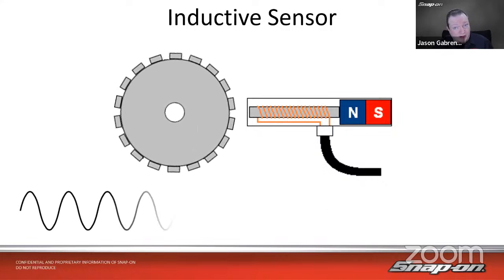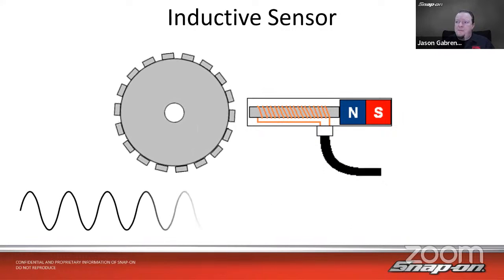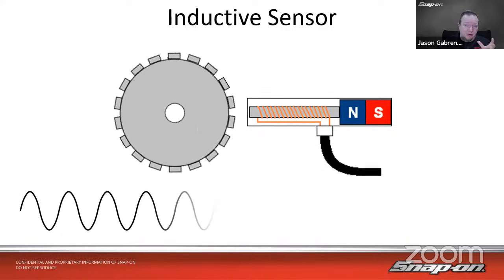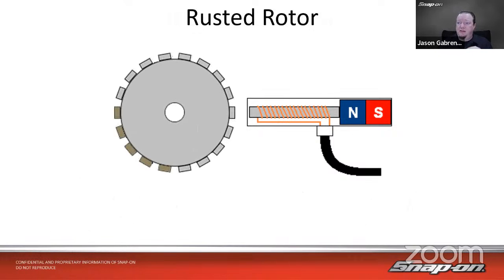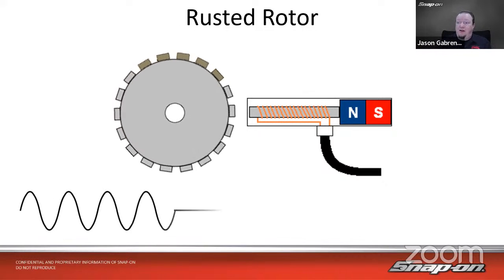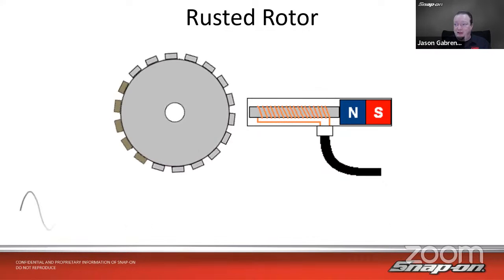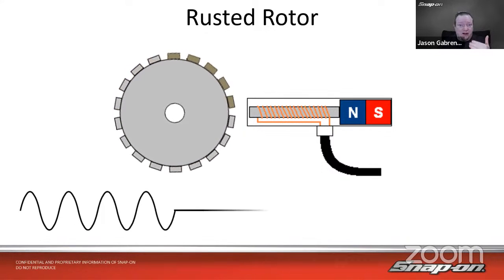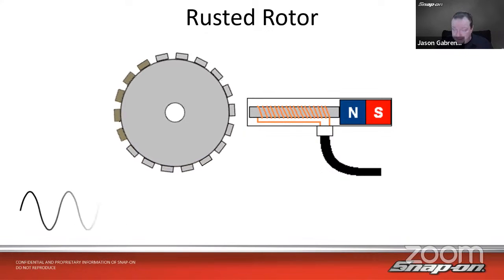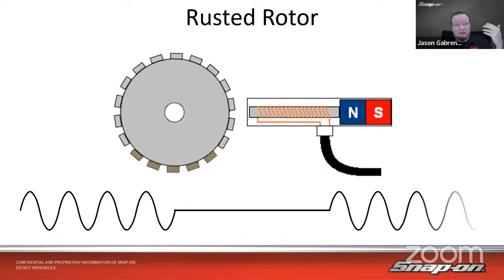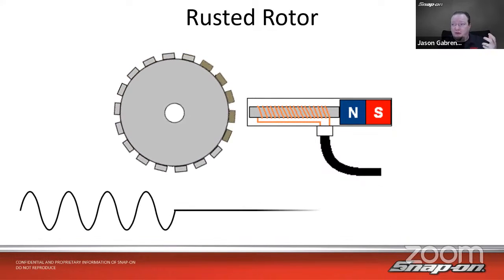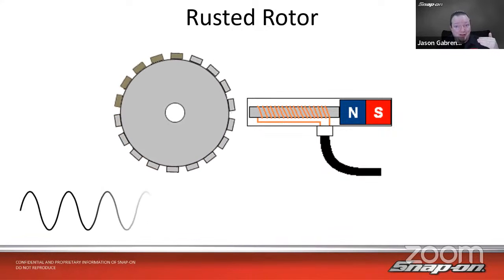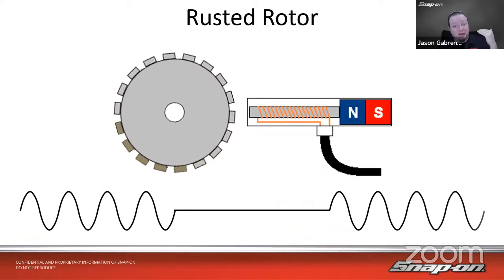Now, one common failure point here is if we have an issue with the rotor, either damaged or rusted or what have you, it's not going to make the magnetic field work the same way. So if all of a sudden we got a flat spot as it's spinning around, what is the vehicle to think? If it sees a flat spot on the signal, what's the computer going to think? Well, it's not moving. That means it's locked up. So that means I need to pump the brakes.